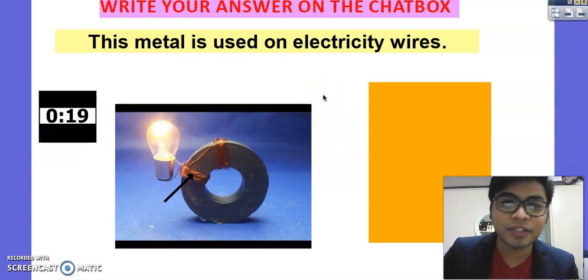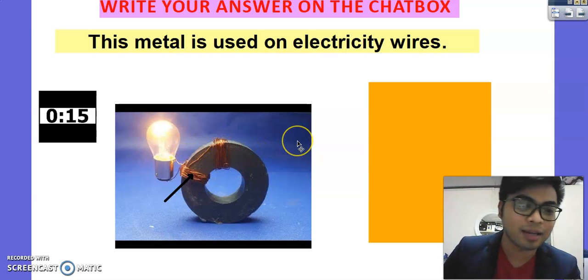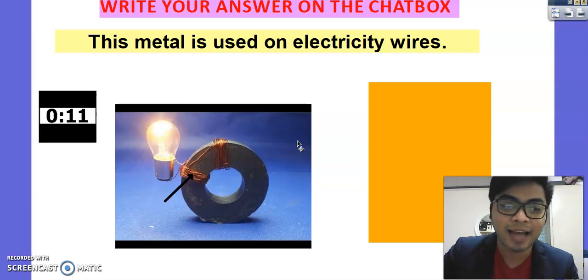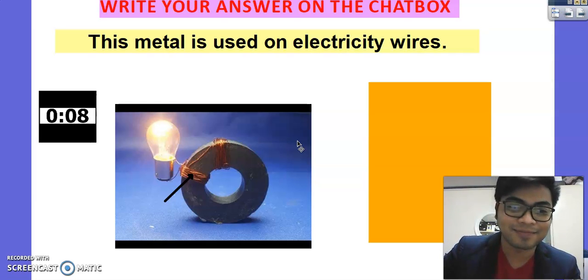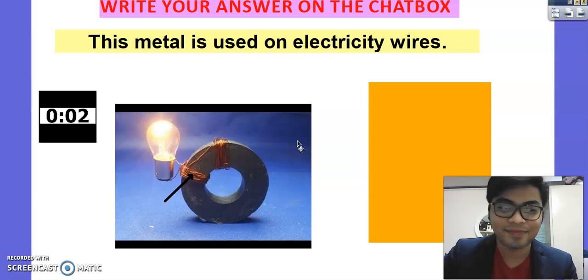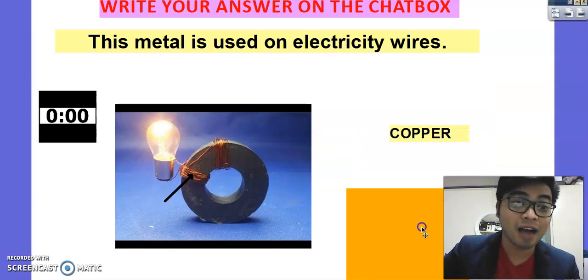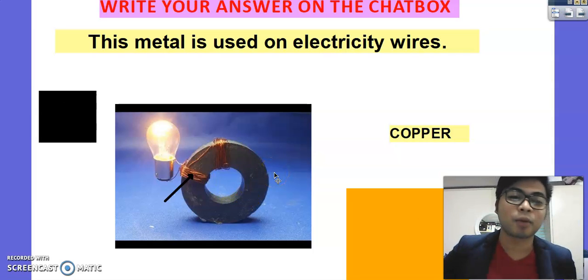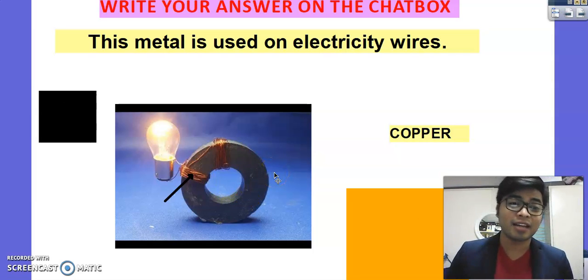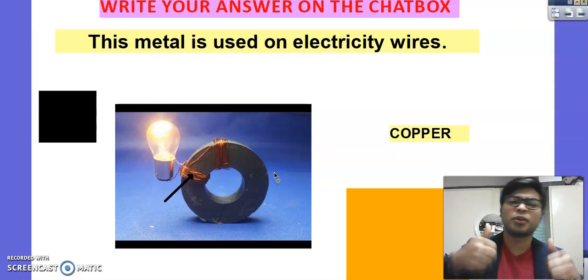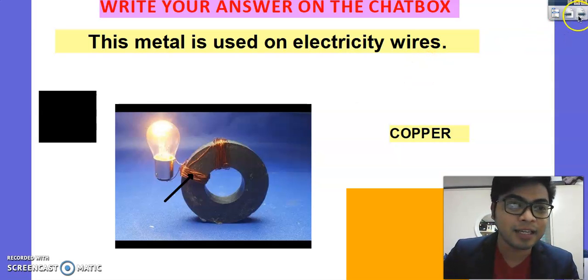The metal which is used on electricity wires, and if you have seen one, we have a lot of those in the physics lab, and in physics we're going to use that in one of our experiments. The correct answer is copper. We call this your copper wires. Okay, how much did you get? Did you get 4? If you got 4, you're really awesome. Let's proceed now.